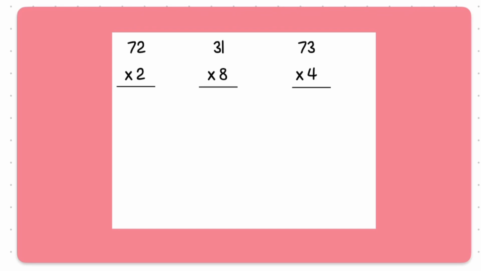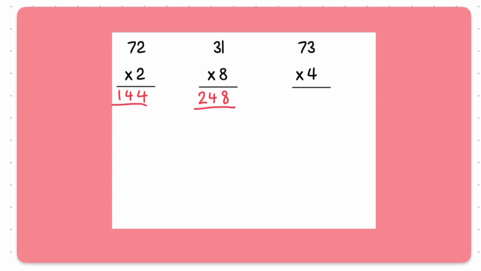So let's start with number 1, 72 times 2. 2 times 2 is 4, 2 times 7 is 14. So 72 times 2 is 144. We haven't had to carry anything. It's a nice simple multiplication. Next one, 31 times 8. 8 times 1 is 8. 8 times 3 is 24. So we've got our answer, 248.